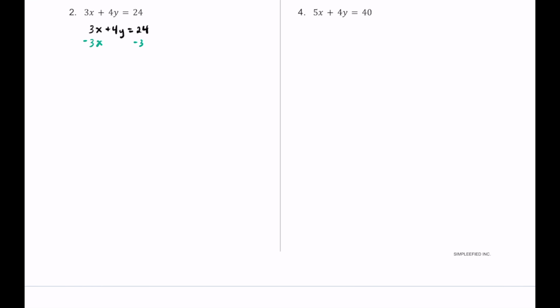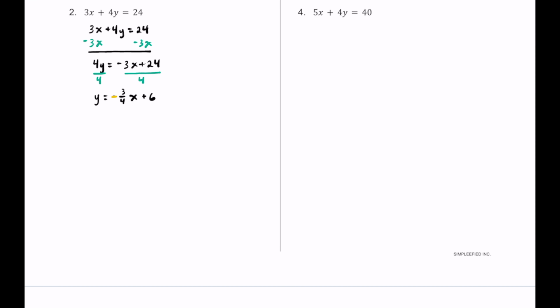We're going to start by taking away 3x from both sides of the equation. If we do so, we're going to get 4y is equal to negative 3x plus 24. And then we're going to divide everything by 4, just so we can get the coefficient of y to be 1. 4 divided by 4 is 1y, so we get y is equal to negative 3/4 x, because that's negative 3 divided by positive 4, and then 24 divided by 4 is going to equal positive 6. All right, so there's our equation in slope-intercept form.